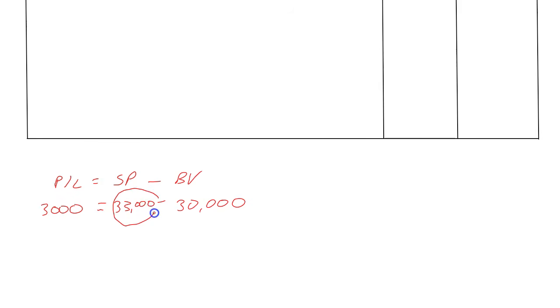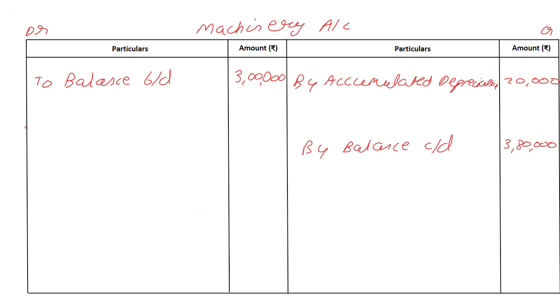This becomes important because we are selling an asset for that much, and we are making a profit of this much. Both of these will end up in the machinery account. The profit will come on the debit side to profit and loss account, for 3,000. And we're selling an asset for 33,000.